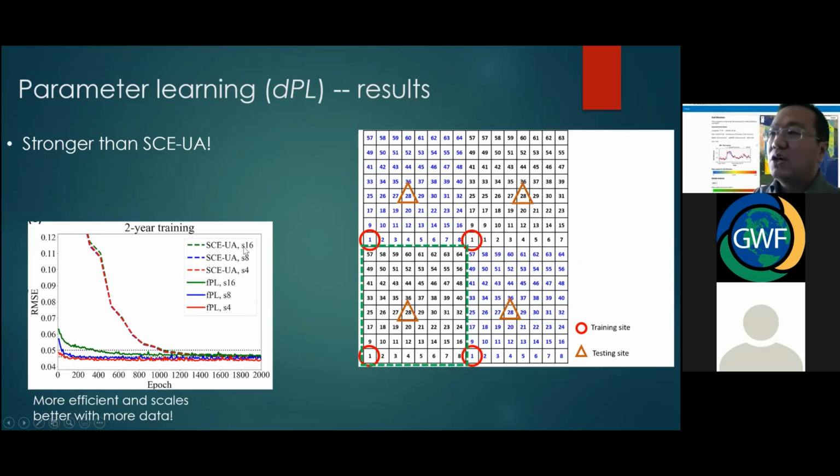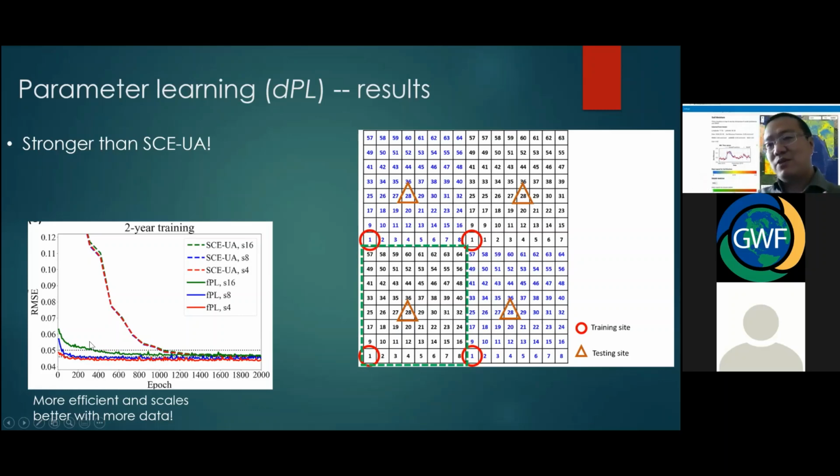However, when we look at this calibration of S16, so that's 1 out of every 16 by 16 patch, it gets below that threshold in about 350 epochs. And then later on it starts to flatten here. Actually, the ending metrics is not as good as SCE-UA. But if you look at S8, it gets down here below 35 epochs. And look at S4, that's 1 out of every 4x4 patch, this gets down to here in 5 epochs. And the ending metrics is also better.